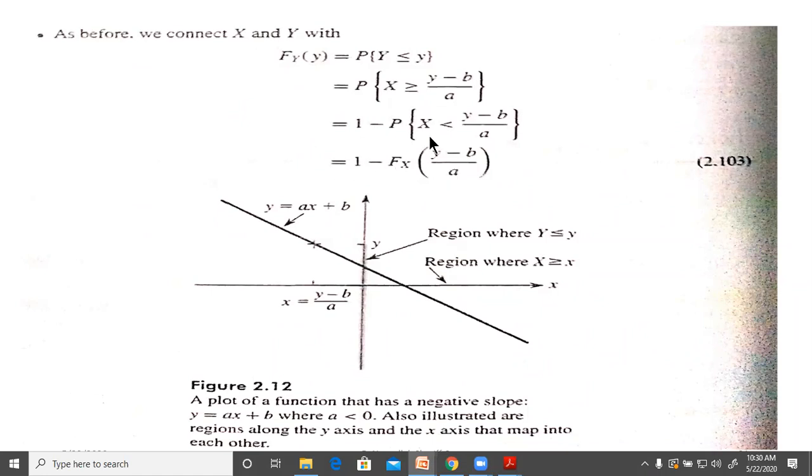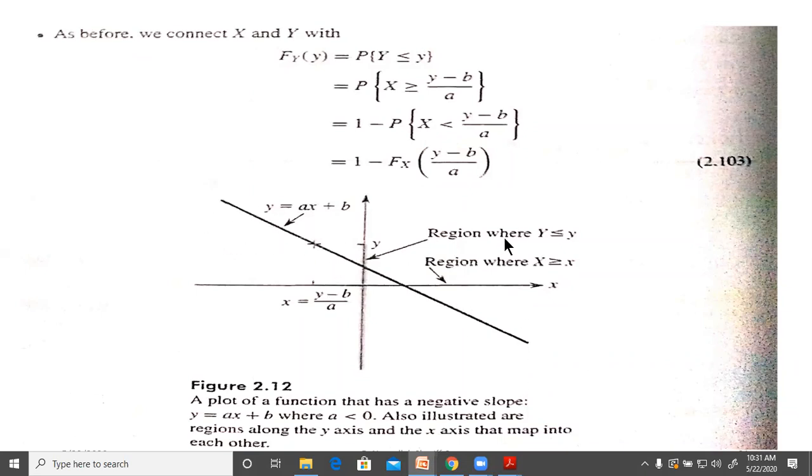So it will be almost similar to whatever we considered for the case of phi of z: phi of minus z is equal to 1 minus phi of z. Similar to that, because the value of a is negative, we need to write 1 minus F_X of (y minus b) by a, because the value of a has become negative now. Okay. So the plot for this will be like this, because now a is negative, the slope will be negative, and hence we need to write like this.